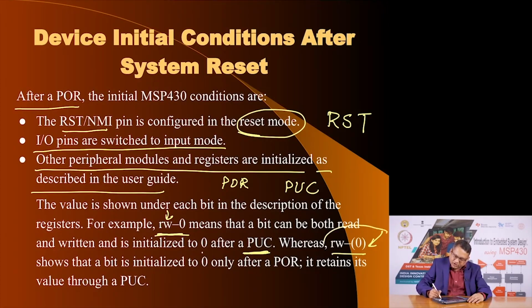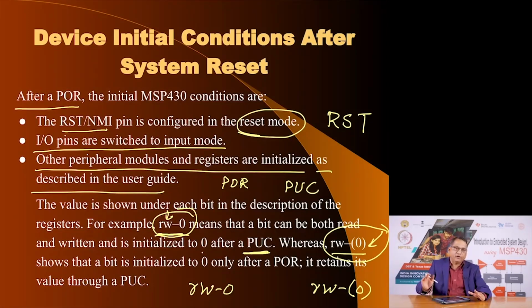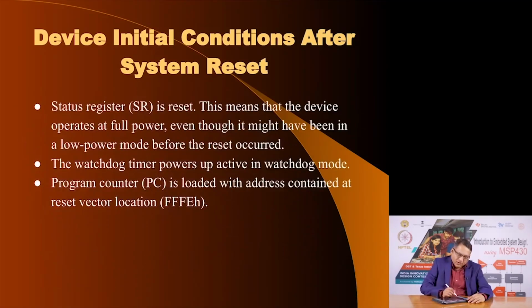So, this is because of POR and this is because of PUC. This nomenclature, that is RW-0, indicates a PUC condition and RW-(0) means this is only achieved on a power on reset condition, not a power up clear condition.